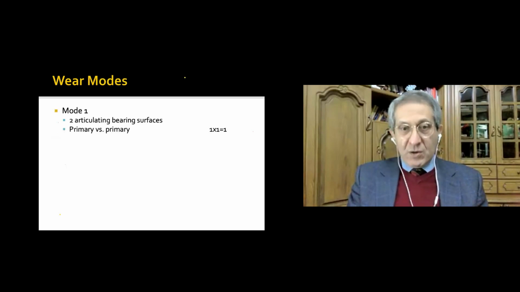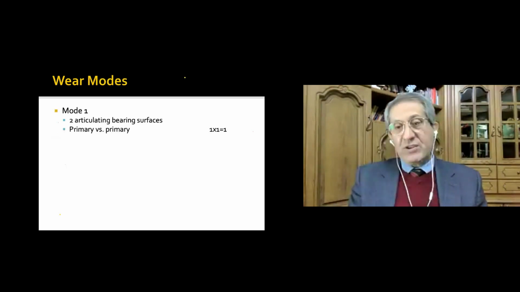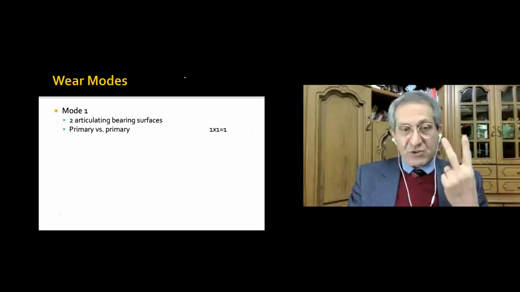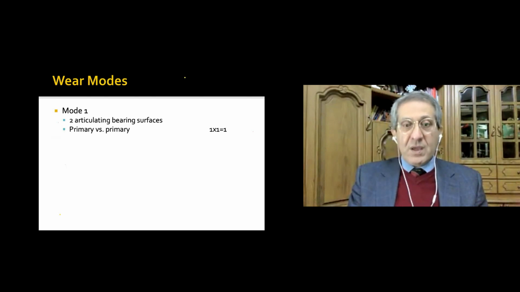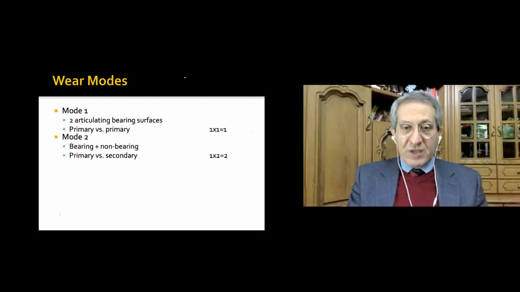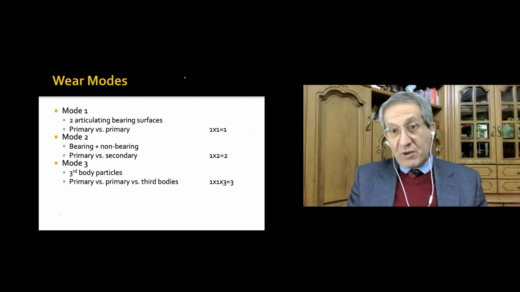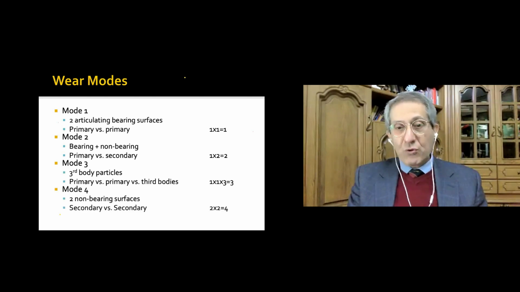In mode 1, wear occurs between two primary articulating surfaces. Remember, primary versus primary is 1 times 1 and is equal to wear mode number 1. In mode 2 wear, a bearing and a non-bearing surface are rubbing against each other. Mode 3 occurs as a result of third body particles, and mode 4 occurs between two non-articulating surfaces. Remember, secondary versus secondary, which is 2 times 2 equals 4.